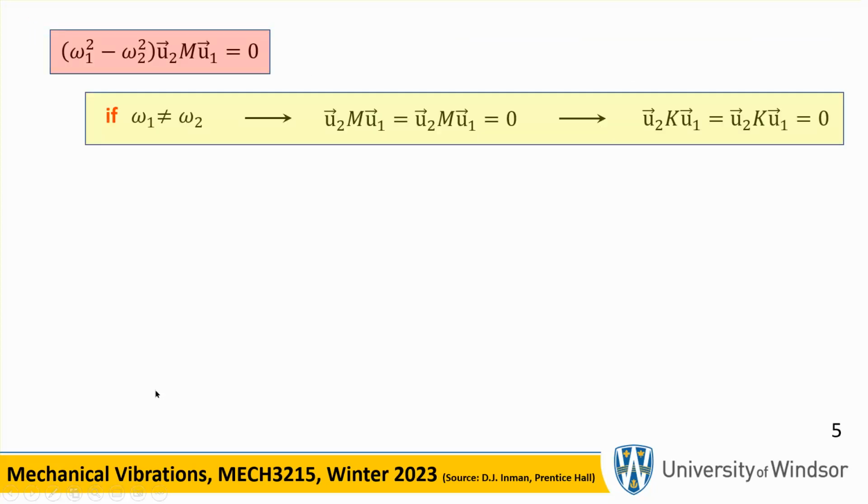The moral of the story is that these mode shapes are mass orthogonal, with the caveat that what I meant was U1, U2, and stiffness orthogonal. Same thing, with the caveat that this is bad. It should be U1, U2. Any two mode shapes for different frequencies are mass orthogonal in this sense and stiffness orthogonal in this sense. That's exactly what you need.